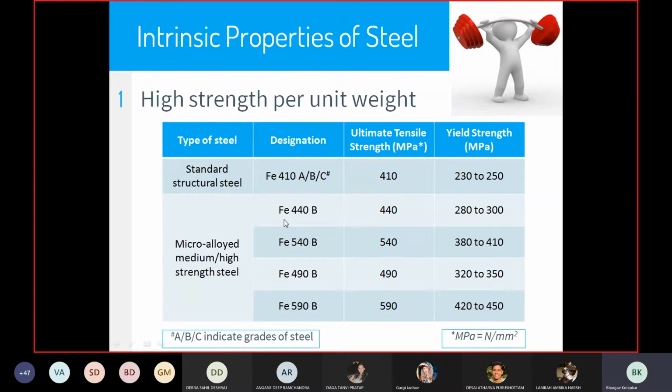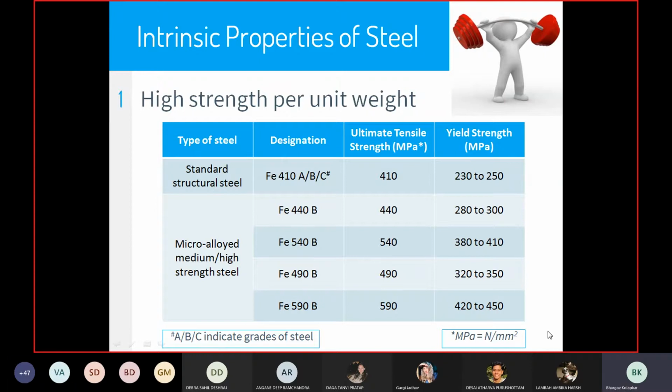Moving on to the high strength steels, we have Fe 440 with a UTS of 440, then 540, 490, and so on. The objective is not to remember these numbers. The objective is to understand what Fe 410 means. 410 is the ultimate tensile strength in megapascals, and megapascals is nothing but Newton per mm square.